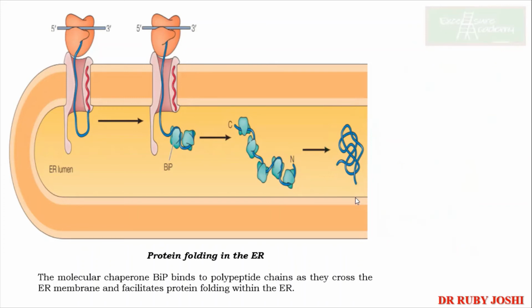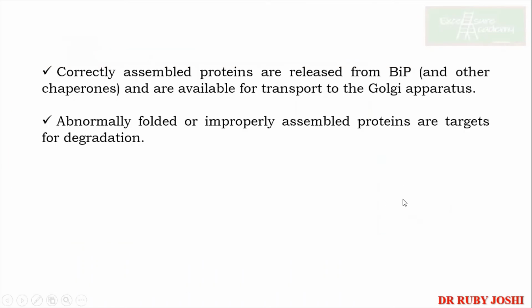Okay. Yeah. So now this is clear, like how proteins are helping in the proper folding of the proteins. Okay. Now, correctly assembled proteins are released from the BiP, and then they will transport to the Golgi apparatus for the other modifications to happen. Now, if suppose abnormally folded protein is there and it is not getting properly folded, then it will be sent for degradation. So whenever I say degradation, it is meant for the ubiquitin proteasome pathway.